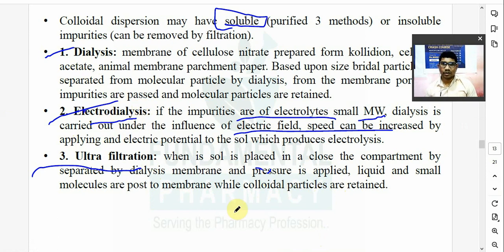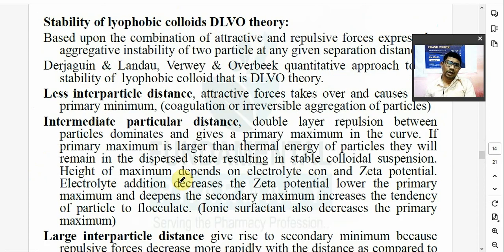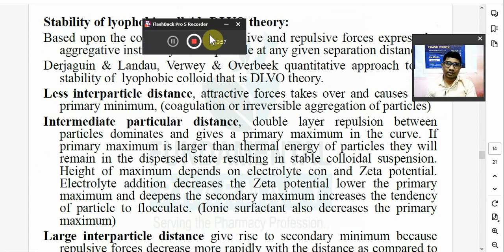So dialysis, then electrodialysis for electrolyte impurities containing small molecules like chloride. Ultrafiltration, application of pressure. These are the methods to purify the impurities if present in the colloids. So this will be part one. Part one. Tomorrow we will see.